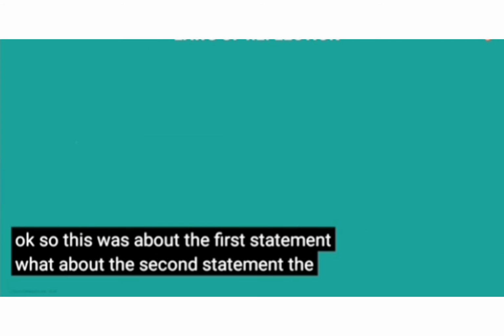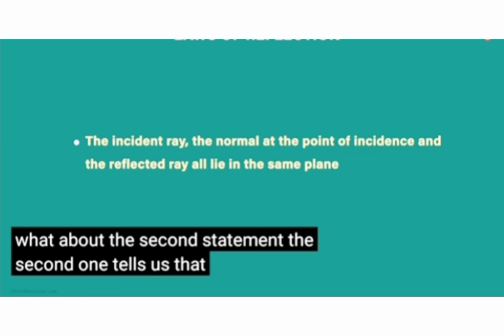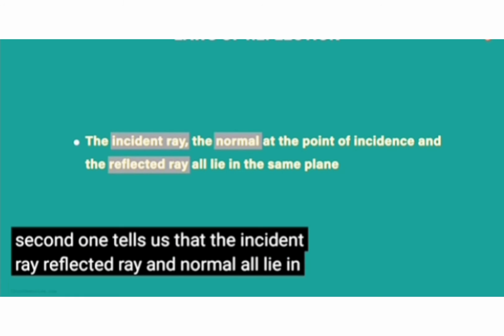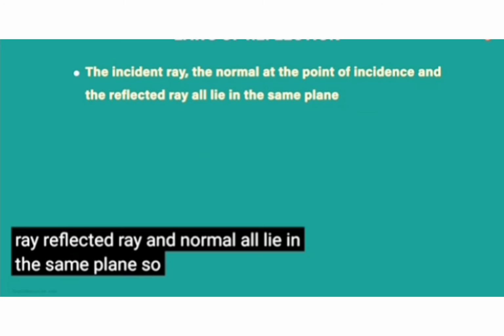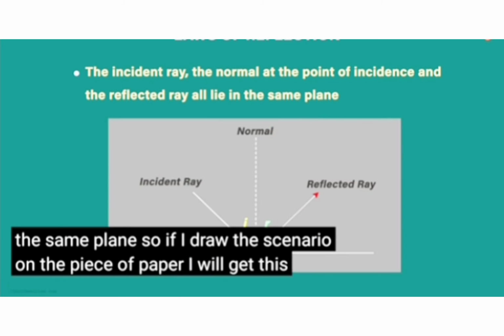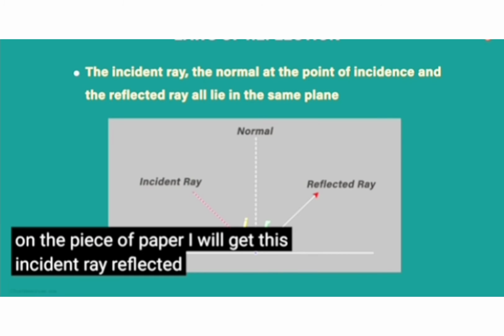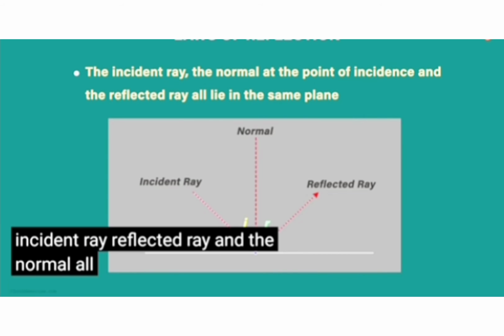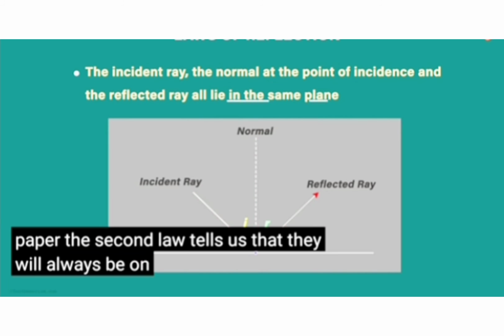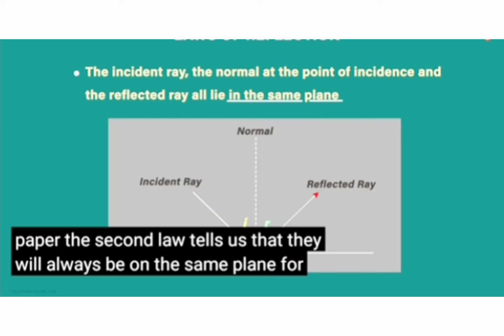What about the second law? The second one tells us that the incident ray, the reflected ray and the normal drawn at the point of incidence all lie on the same plane. So if I draw the scenario on a piece of paper, I will get this. Incident ray, reflected ray and the normal, all three are in the same plane of the paper. The second law tells us that they will always be on the same plane.